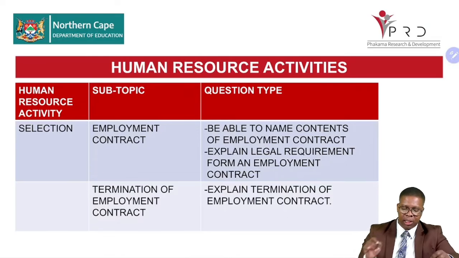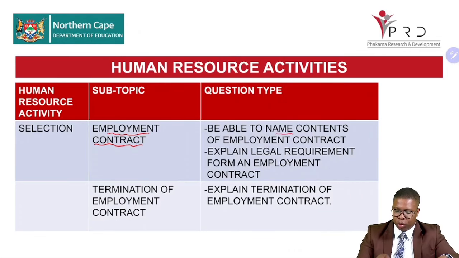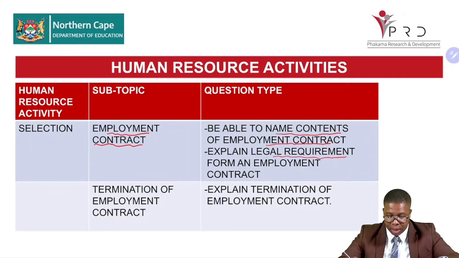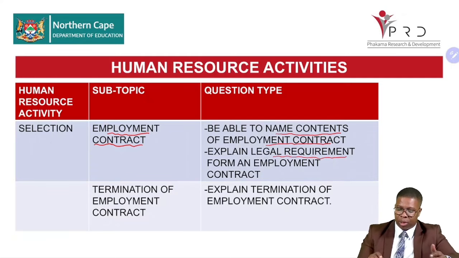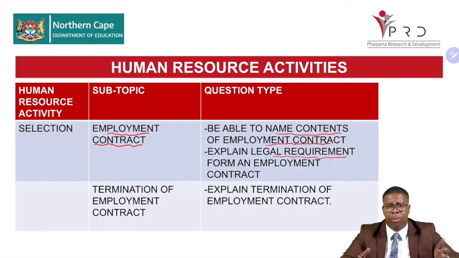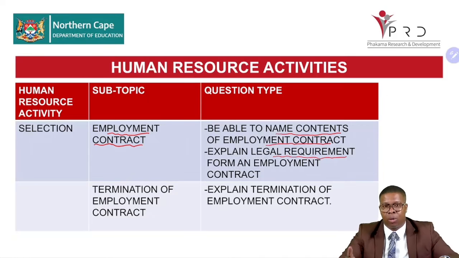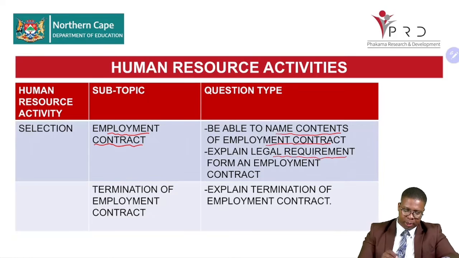Then, as we proceed, the selection activity also has a subtopic called employment contract, where you should be able to name the contents of the employment contract. You should also be in a position to explain the requirements of an employment contract, to say what makes a contract legal, where you talk about both the employer and the employee must sign the employment contract, and no party may make changes to the employment contract without the other one. The employment contract may also not be in conflict with any requirements of the Basic Conditions of Employment Act.